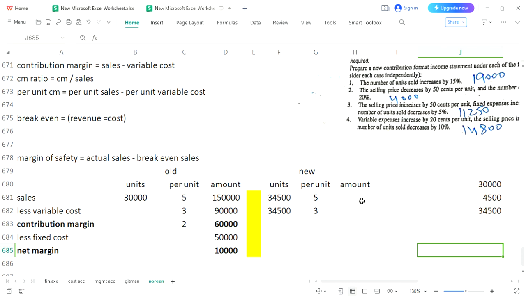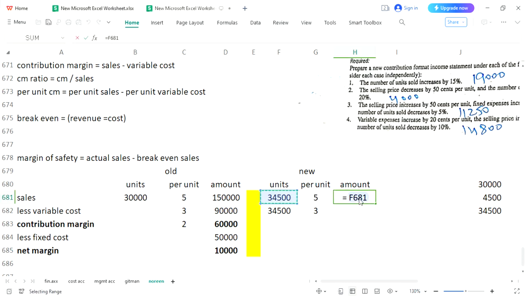Okay, then how many units? Now we are selling 34,500 and per unit sale is 5. You have got your new sales. New variable cost, how would you calculate? Number of units 34,500, multiply it with variable cost, which is 3. So here you have calculated your variable cost. Now just calculate contribution margin by subtracting variable cost from the sales. Sales is 1,72,500. Subtract variable cost from it. So here you have got your contribution margin.